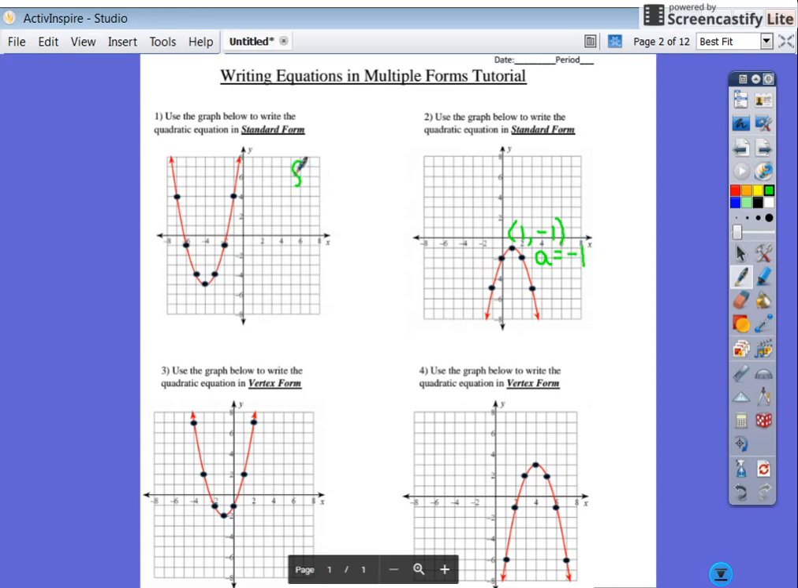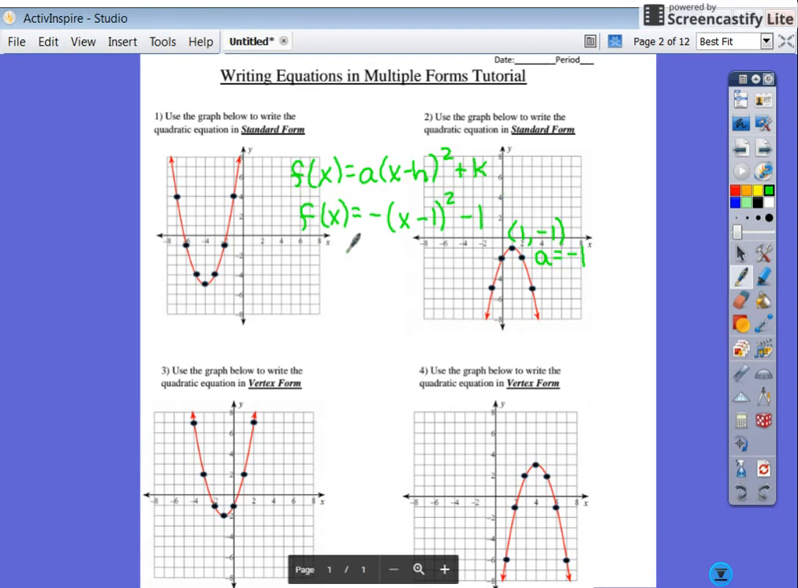So now my vertex form, I have f of x equals A times the quantity x minus h squared plus k. And I'm going to plug in -1 for A, 1 for h, and -1 for k. That gives me f of x equals, I don't need to write the 1, but I do need to write the negative. And then x minus 1 quantity squared minus 1. And then, whoops, not yet. Hold on. I'm only in vertex form. I need to go to standard form.